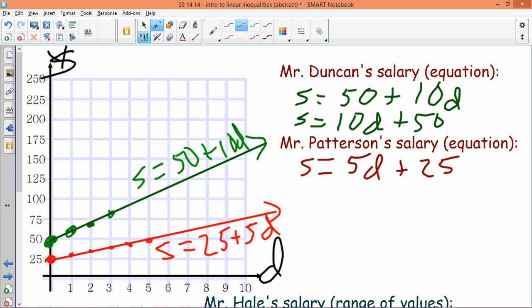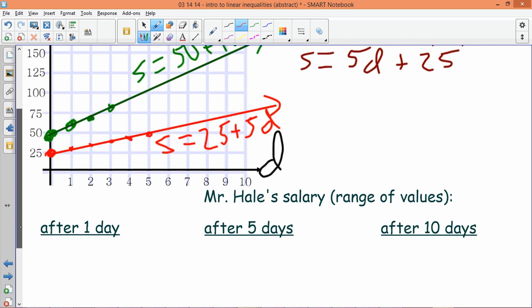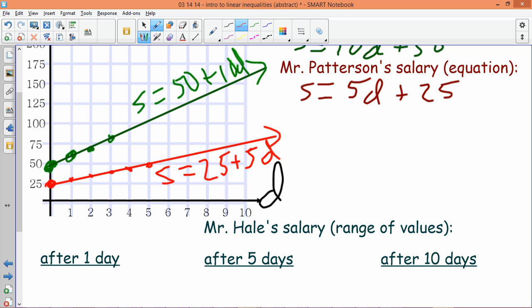Okay, so now here's the main point. After I've graphed these two, I know that Mr. Hale is going to make somewhere in between these two values. So Mr. Hale is going to be concerned, actually, let's use the highlighter. His salary is going to be somewhere in here. Based on the number of days, his salary is going to go up, but it's always going to be in that range right there in between the two graphs.